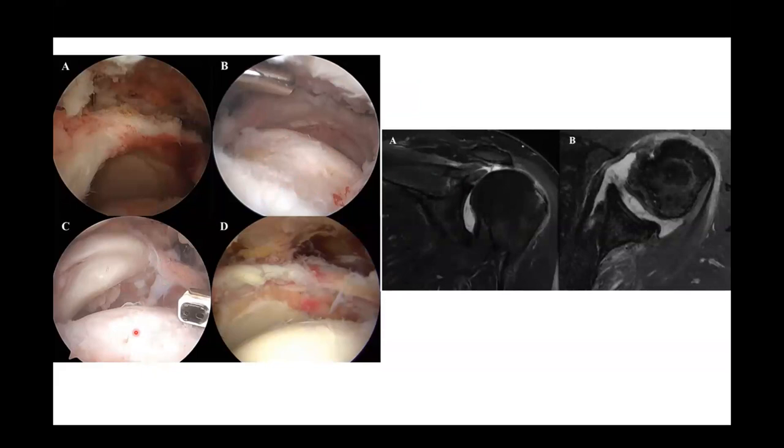So that is one criterion. And in picture D, you can see that the cuff has been retracted beyond the level of glenoid. So this is how you diagnose it in arthroscopy. And in preoperative MRI, this is a coronal image showing the supraspinatus being retracted till the level of glenoid. And in the axial plane, you can see the subscapularis tear being retracted till the level of glenoid. So this constitutes the definition of a massive cuff tear.